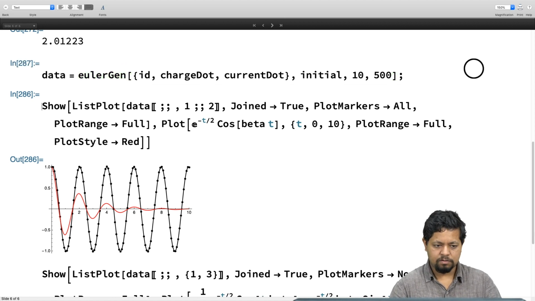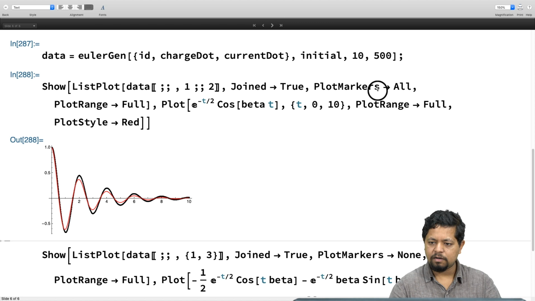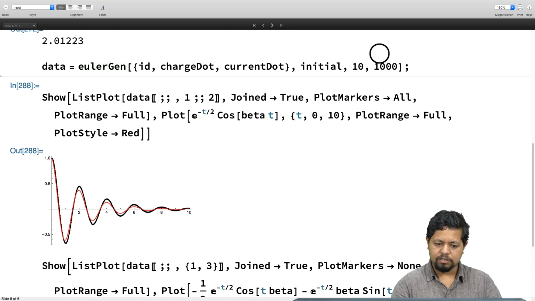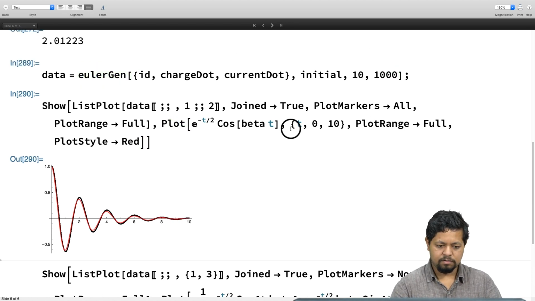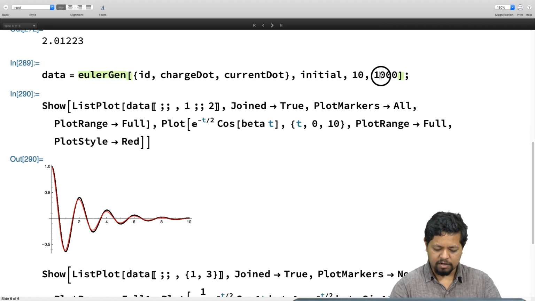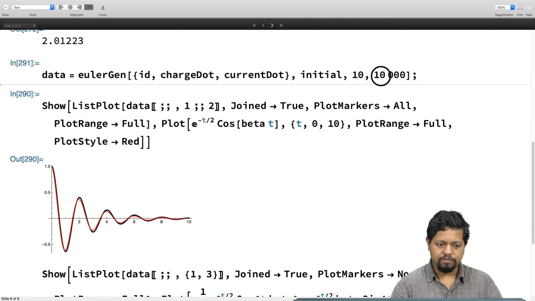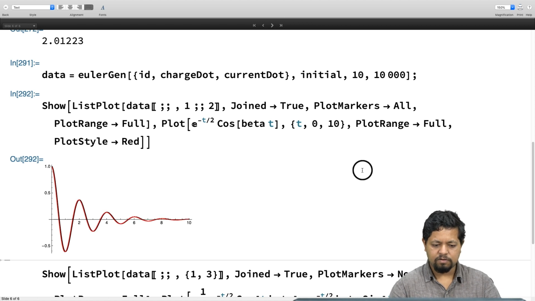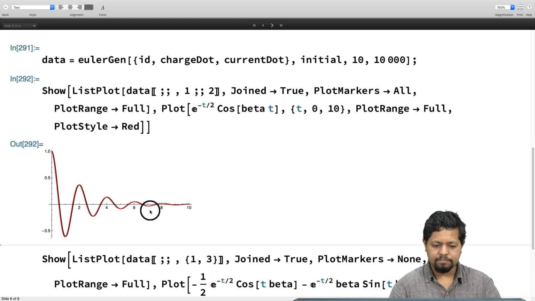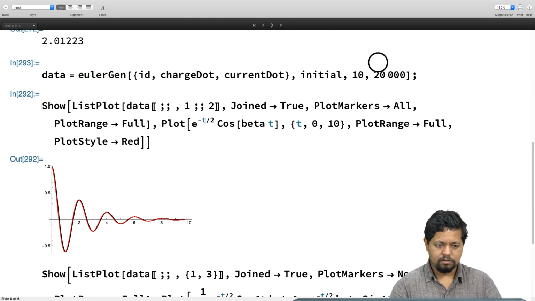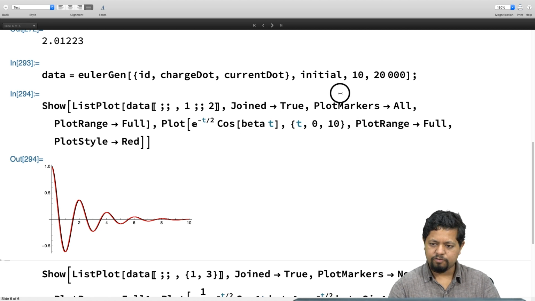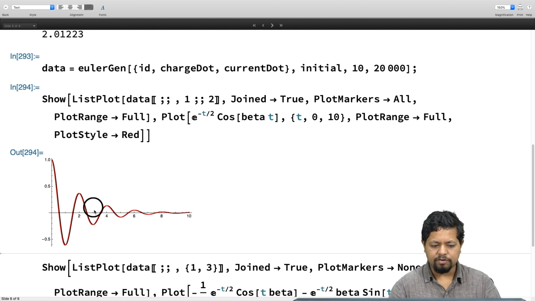500 is getting better, and 1000 is even better. This is 1000, and finally 10,000. If I go ahead and do 10,000, you'll see it's a fantastic agreement. Actually, not that great, but we can go ahead and increase it to 20,000, and you see from 10,000 to 20,000 there is a slight amount of improvement, if you notice that, but not a significant amount of improvement. The red and black curves are not exactly on top of each other, but very close to each other. It's quite decent.